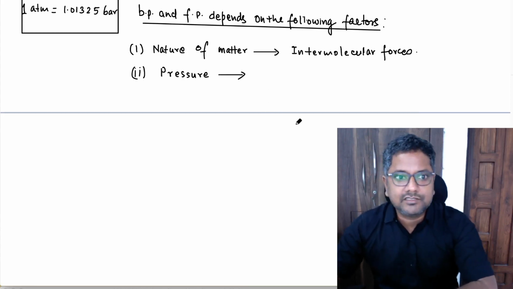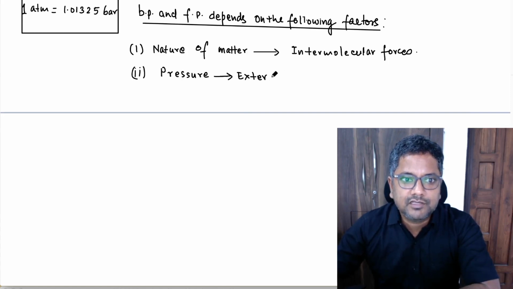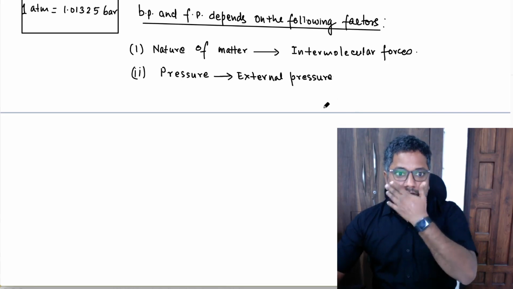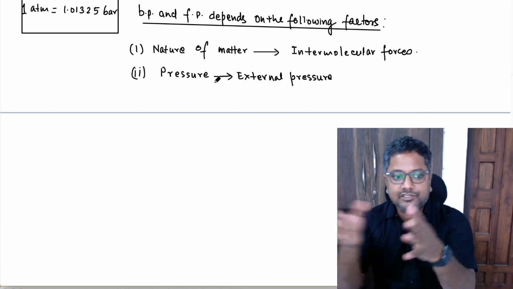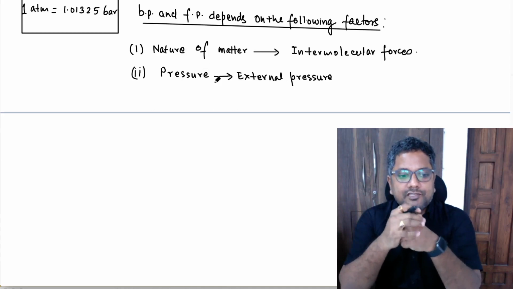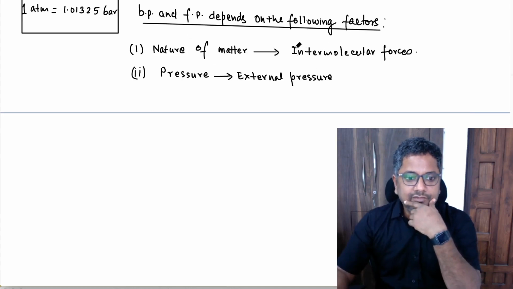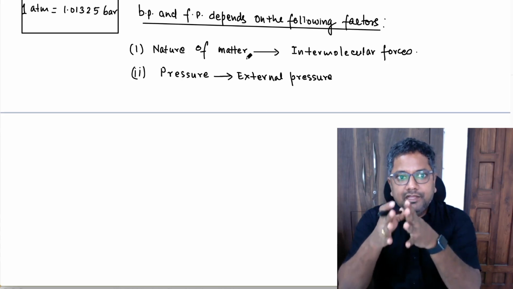Which pressure is this? This is external pressure. If you change the external pressure of any system, then the boiling point and freezing point will change, and the nature of the liquid. So the boiling point and freezing point depend mainly on these two factors.